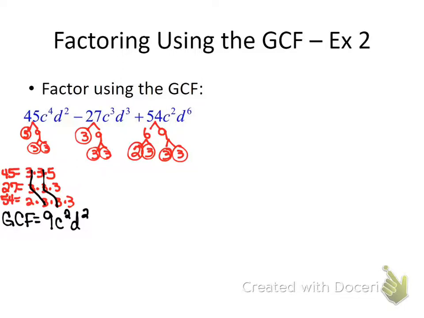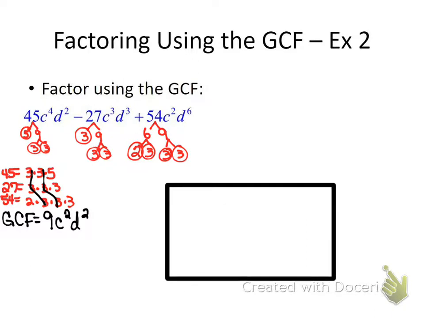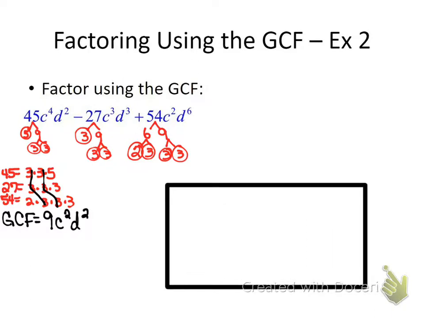Okay? Now, what does this represent on my area model? Area. The greatest common factor represents what? My height. Oh, there you go. I can't spell height, so, I mean, I'm not going to ignore you.